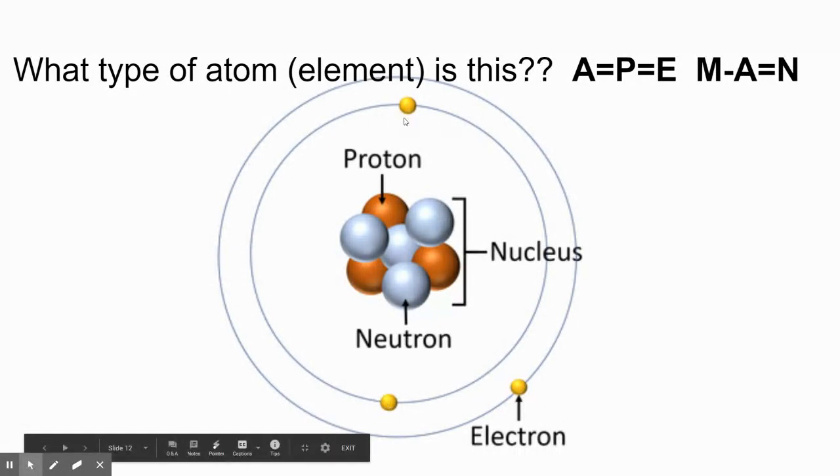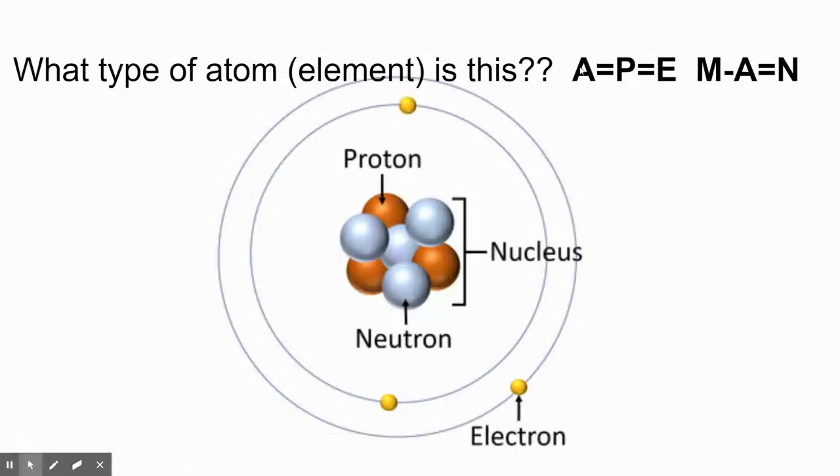We have 1, 2, 3. We have 3 electrons, so that means there's 3 protons. That means the atomic number is going to be a 3. Okay? And if you look on the periodic table, that tells you we have the atomic number 3 means lithium.